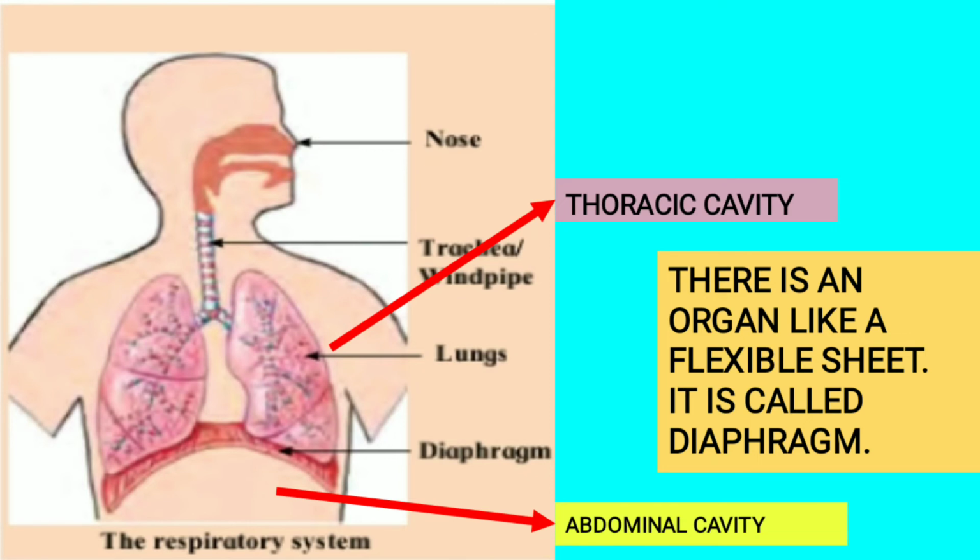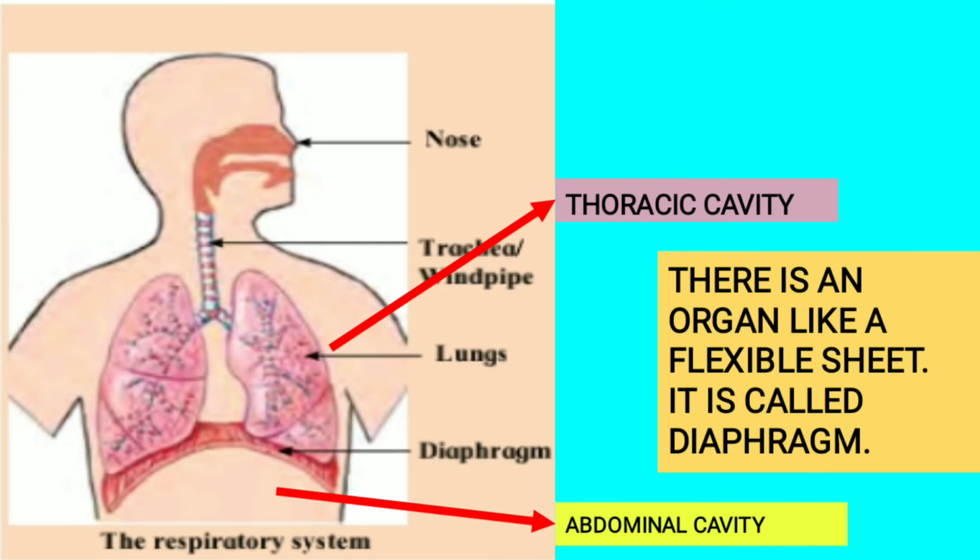So now you can see here, this is your thoracic cavity where your lungs and heart are situated. And this is your abdominal cavity where your stomach is. So in between your thoracic cavity and abdominal cavity, can you see this red color thing? What is this sheet? This is a flexible sheet, and the sheet is known as the diaphragm.